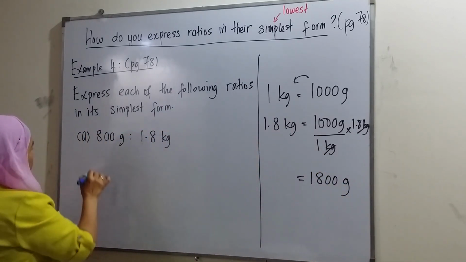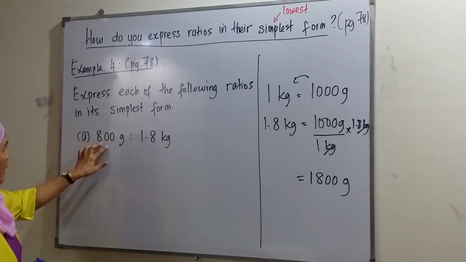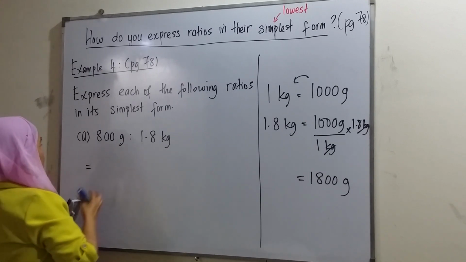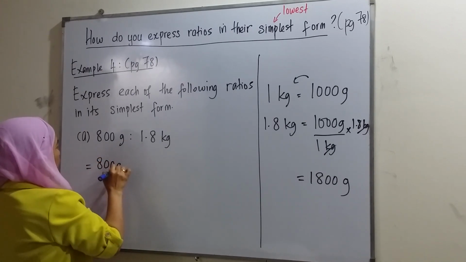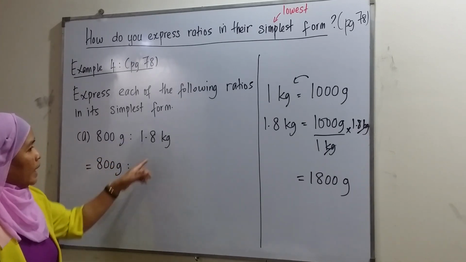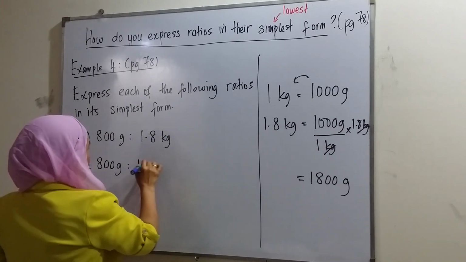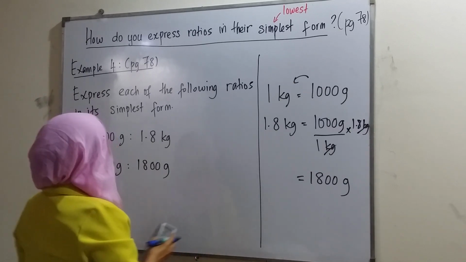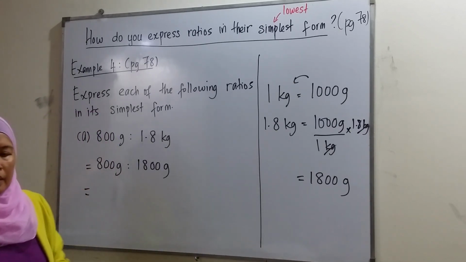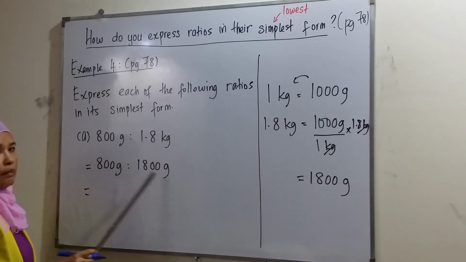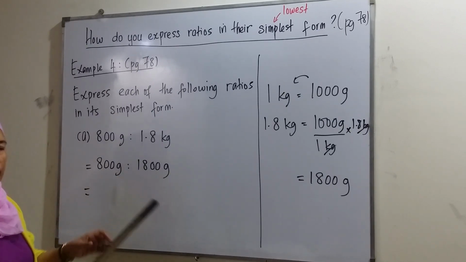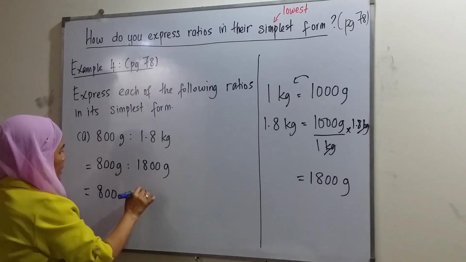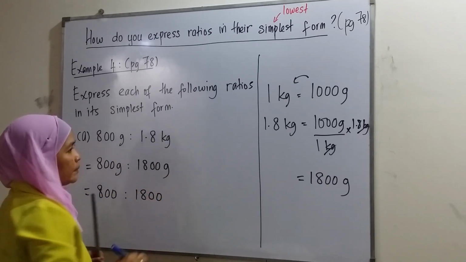1800 gram. So here 800 gram we carry forward. 800 gram ratio 1.8 kg, 1800 gram. Okay, when the unit is same, we can get rid of the unit. So we can write 800 ratio 1800.